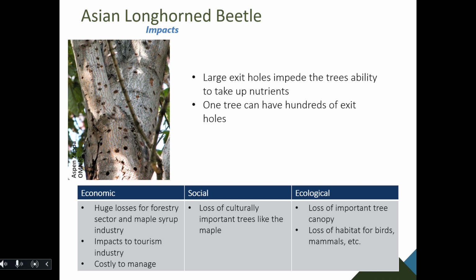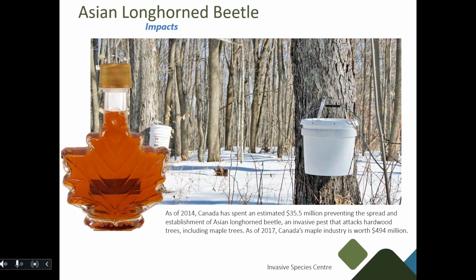So the establishment of Asian longhorn beetle in Canada would be detrimental to the maple syrup industry. Of course, it's a very important industry to Canada, worth approximately $494 million. And so investing in early detection and prevention is very important. So as of 2014, Canada had spent an estimated $35.5 million preventing the spread of Asian longhorn beetle.